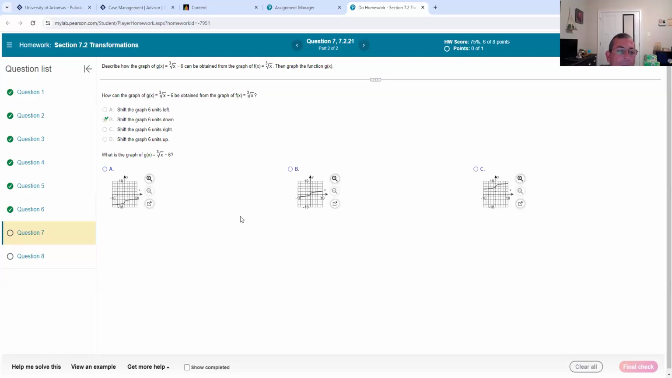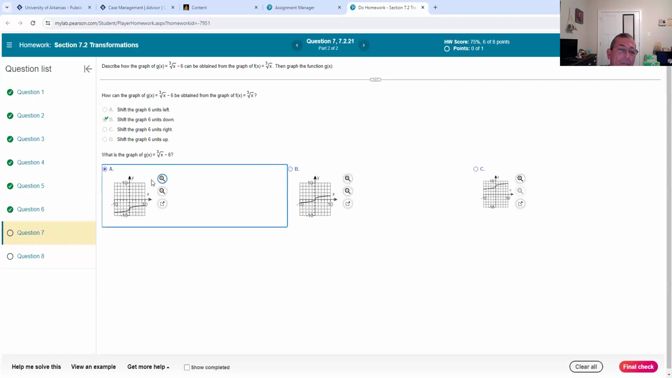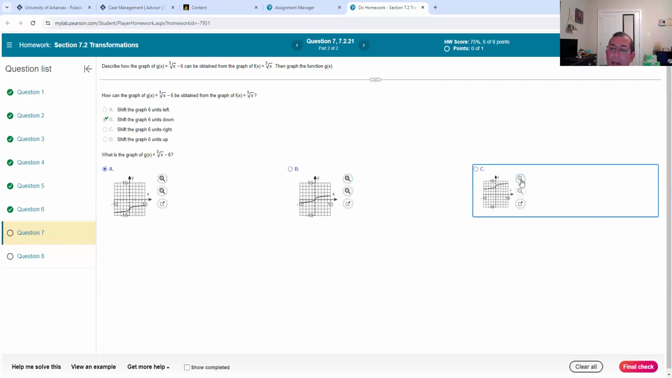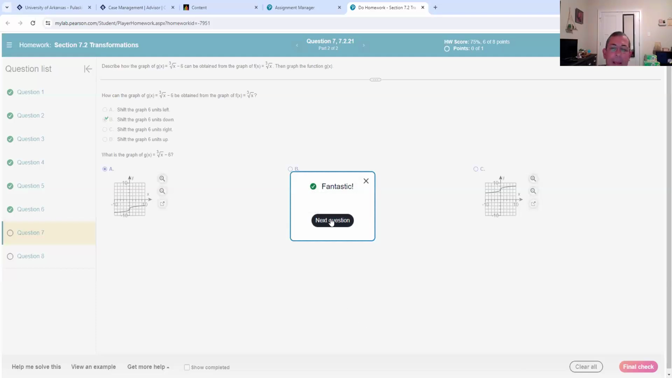All righty, y'all. So who went down? A, B, or C? Now we'll say B is the basic graph that you start with. So it's either going to be A or C that went down. And y'all look here. It definitely looks like A, right? That whole graph went down 6 units. It looks like C, everything went up, okay? So then we would do our final check. And next question.